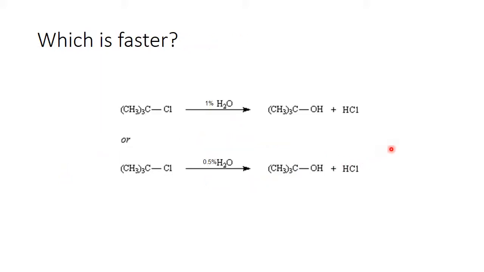Which reaction is faster here? Well, if I look at this reaction, I see it's a tertiary halide. Tertiary halides will go by SN1. I am increasing the concentration of the nucleophile, but neither the concentration nor the characteristic of the nucleophile matters for SN1 reactions. So what would I find? The reaction would go just as fast with either one.